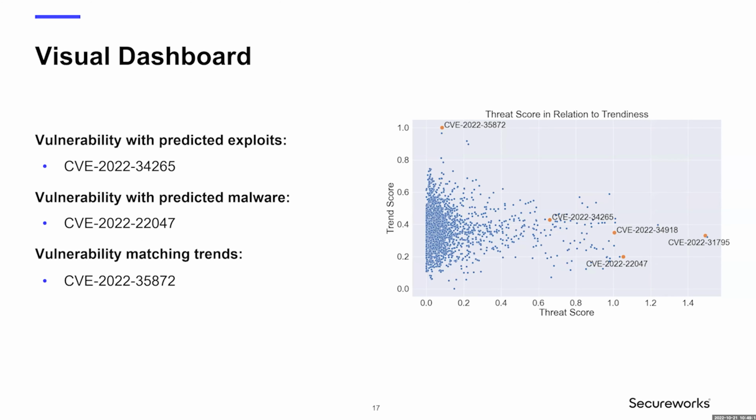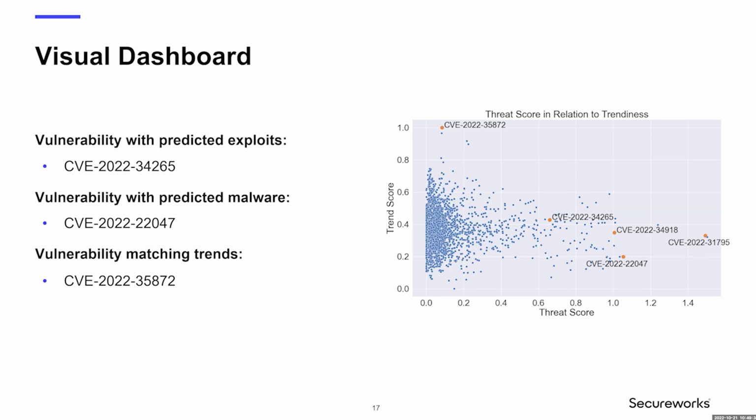Now, these are just 3 examples taken from the run we did in July. Essentially, there's one vulnerability that was predicted successfully to have exploits come out, and a second vulnerability that did appear in malware after the fact. It might be small, but they're on the plots in orange as well.